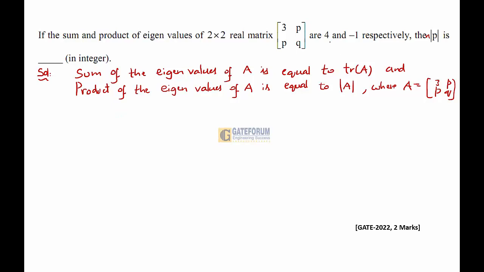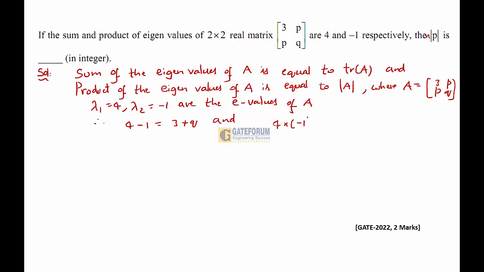Okay, so let us denote lambda 1 is equal to 4, lambda 2 is equal to minus 1. They are the eigenvalues of A. So therefore 4 minus 1 is the trace of this matrix, 3 plus Q, the sum of the diagonal elements, and the product of the eigenvalues, 4 into minus 1, is equal to determinant A, the 2 by 2 determinant AD minus BC, 3Q minus P square.